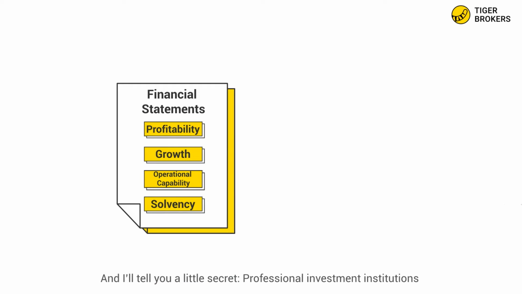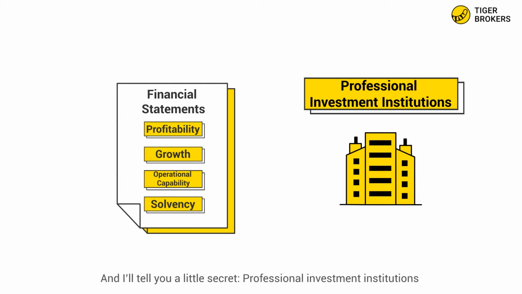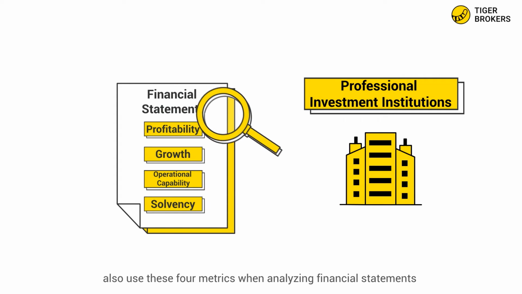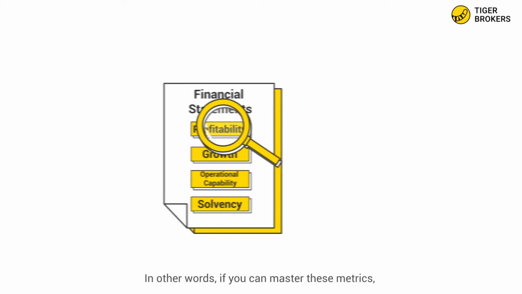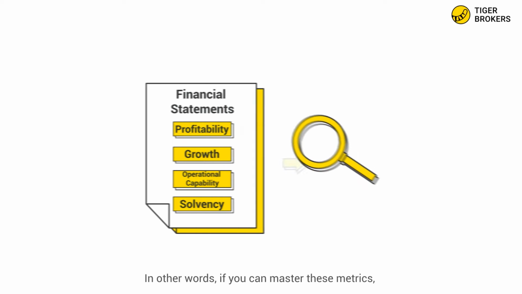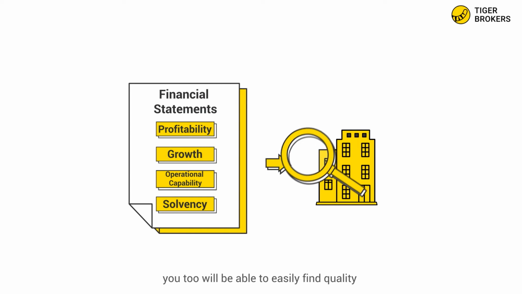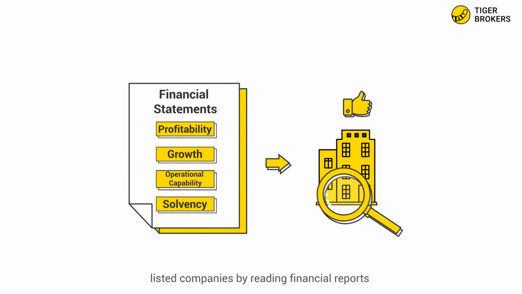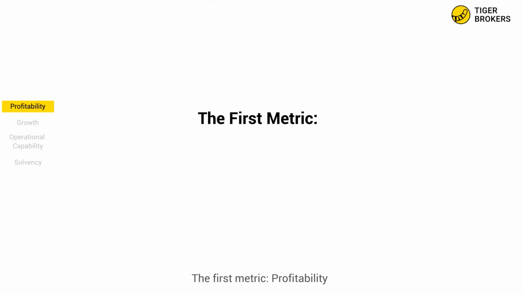And I'll tell you a little secret. Professional investment institutions also use these 4 metrics when analyzing financial statements. In other words, if you can master these metrics, you too will be able to easily find quality listed companies by reading financial reports. The first metric, profitability.